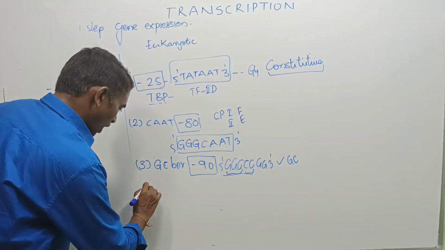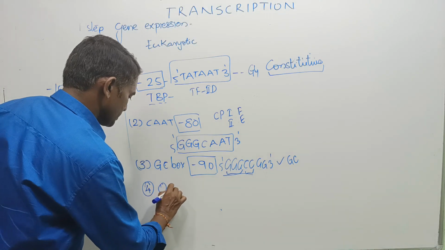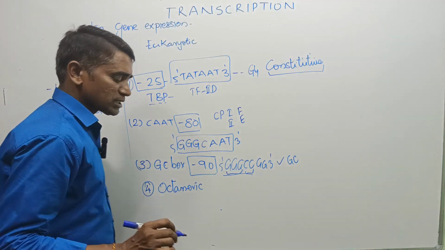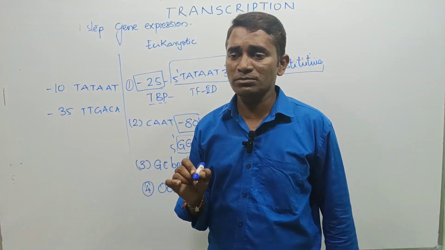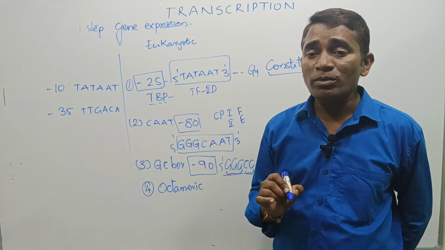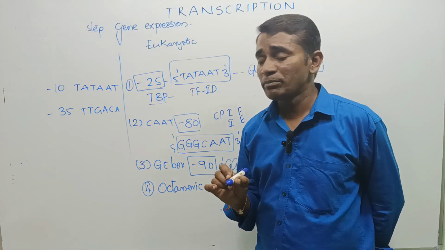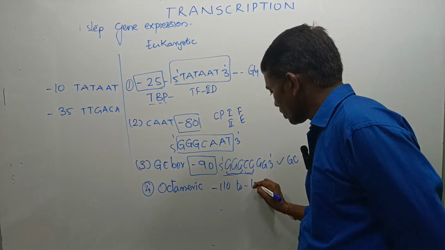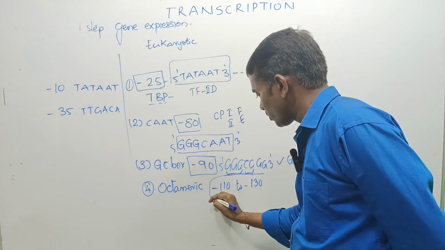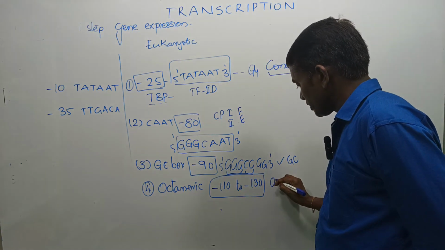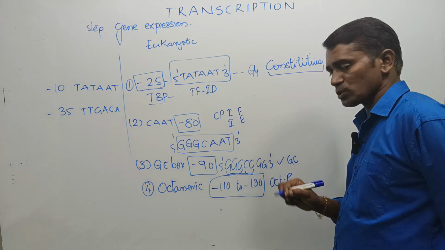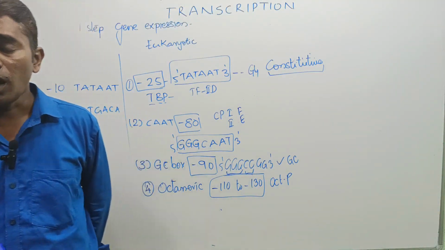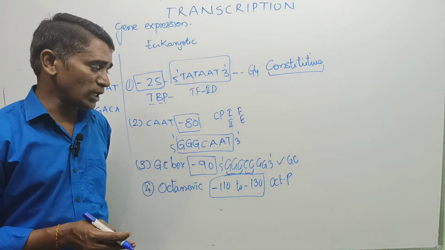Then there is octomeric sequence. This octomeric sequence is selective. This is present only in some organisms. This octomeric sequence is present in between minus 110 to minus 130 base pair sequence. This requires octomeric proteins, OCT proteins. So octomeric protein 1, octomeric protein 2, etc.